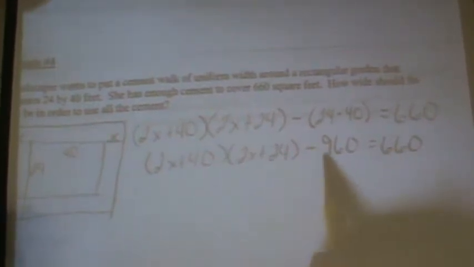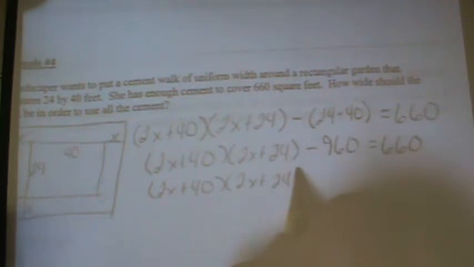And then that equals the 660. So, to put it into your calculator, you're going to have to get one side equal to 0. So I would move the 660 over. So you'll have the 2x plus 40 times 2x plus 24 minus the 960 minus 660, which is 16. Negative 16. And that equals 0. So now we have this that you guys can punch into your calculator like you've been doing, and you'll find the 0.